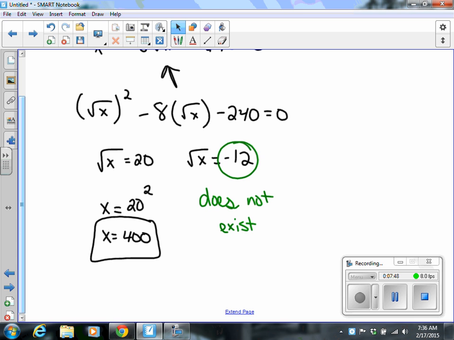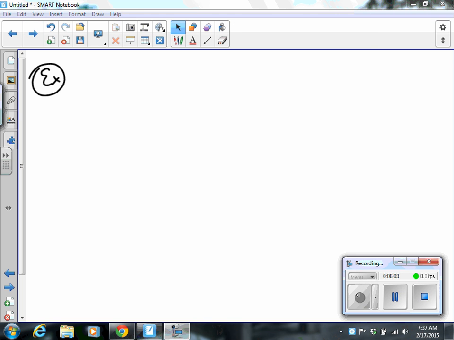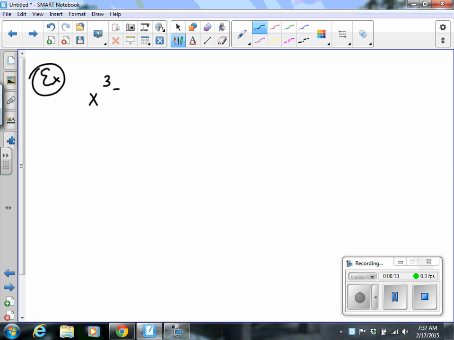I've got one more for you. This one you're going to be doing on your own, and then we'll be going on from there. So let's say, for instance, that I have x cubed minus 3x squared minus 10x equals 0.